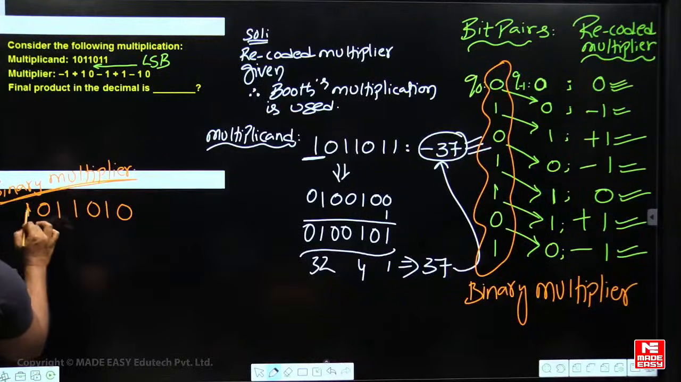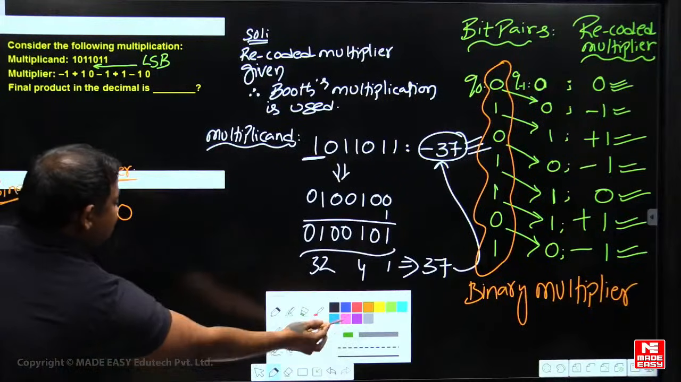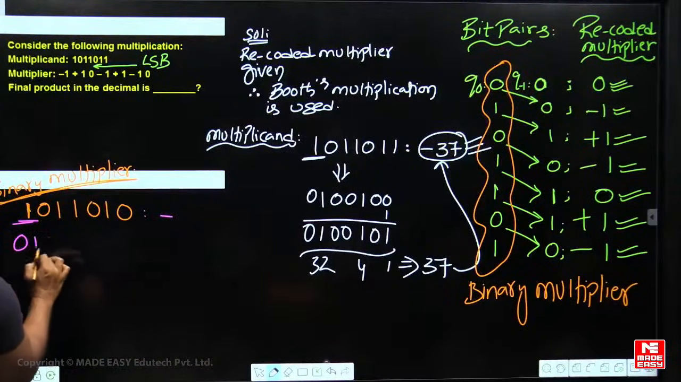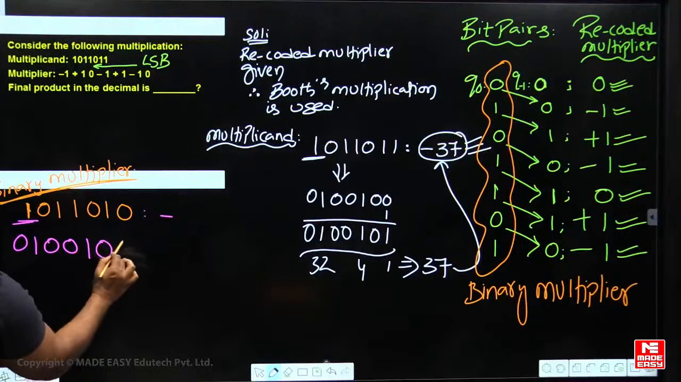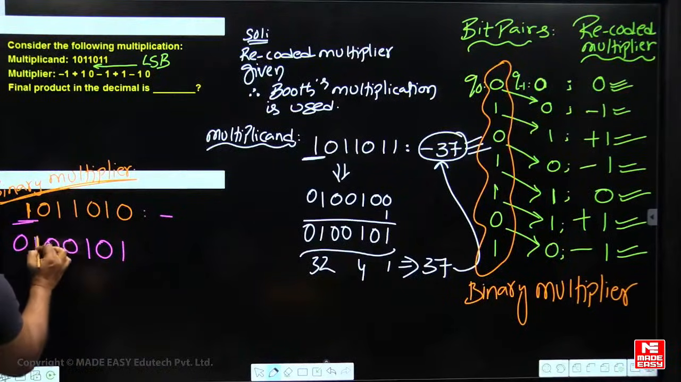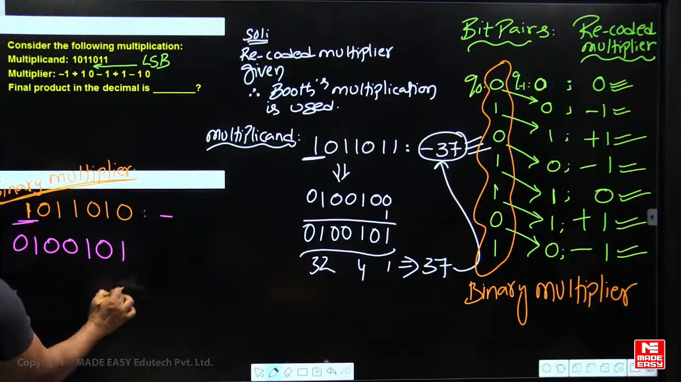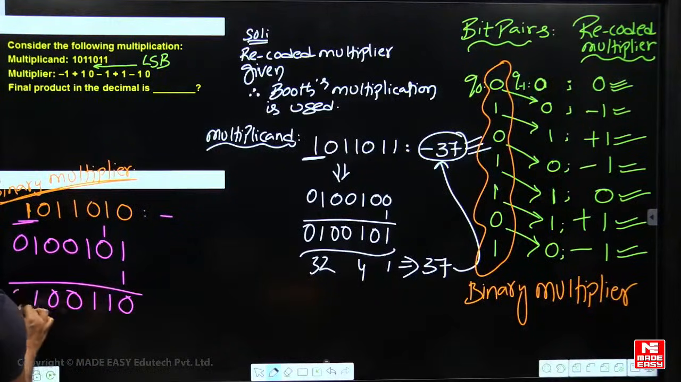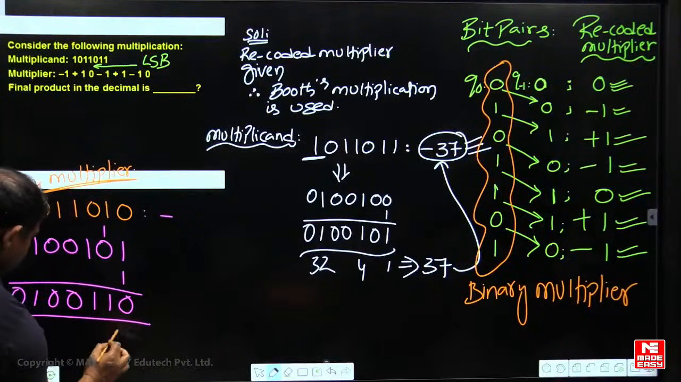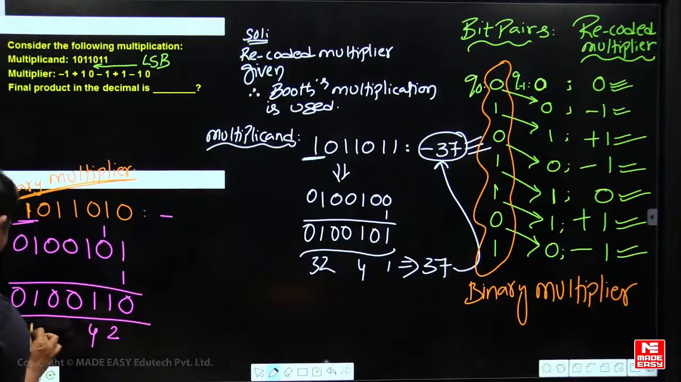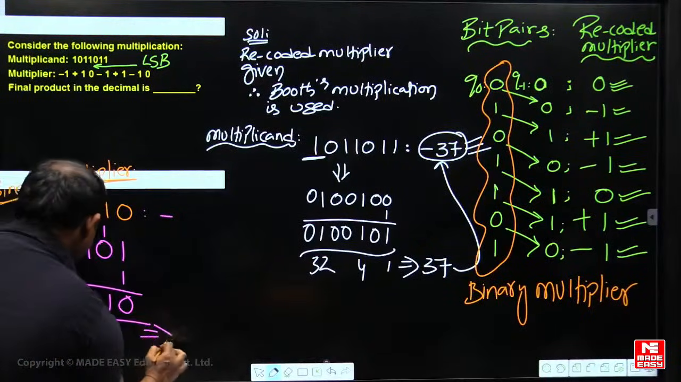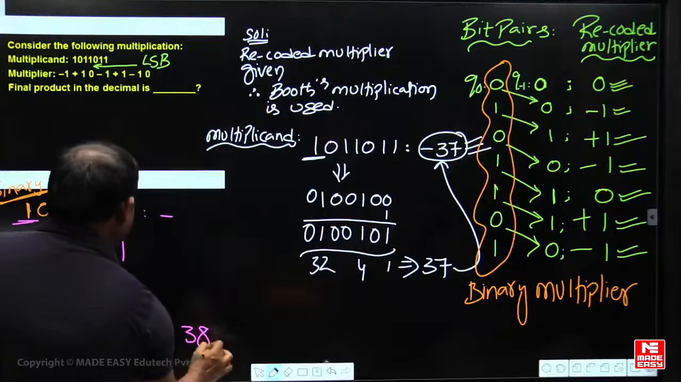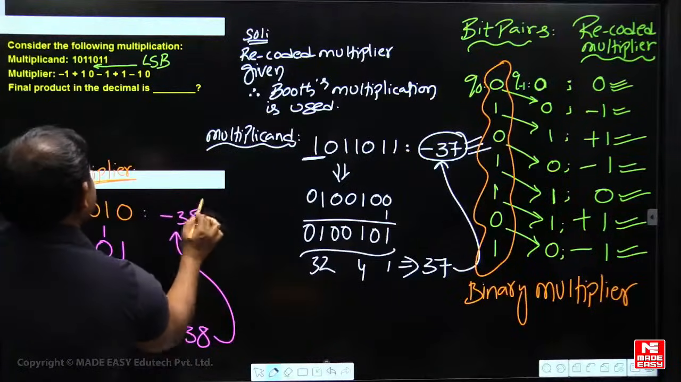The binary multiplier. Now, what is the MSB bit? 1. Sign is negative. When sign is negative, take 2's complement. 0 1 0 0 1 1. Add 1: 1 1 1 0 0 1 0. Then 1 2 4 8 16 32. So this becomes 36 plus 2, 38. Now bring it here, that is -38.